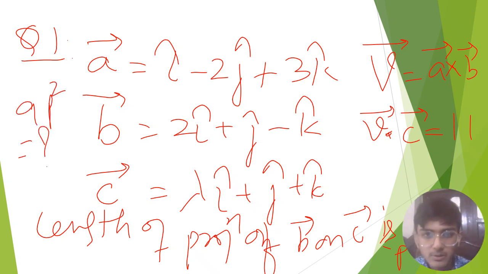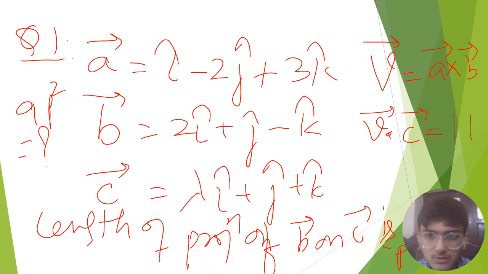Okay, I hope the question is pretty clear that we are given three vectors A, B, C, and it has also been given that V vector is given by A cross B. Okay, and also it has been given that V vector dot C vector is 11, and length of projection of V vector on C vector is P, and we have to find 9P square. So I hope this question is clear, and now I'll discuss this with you.